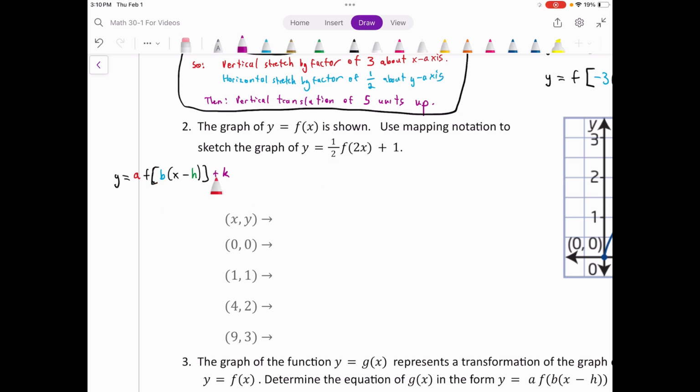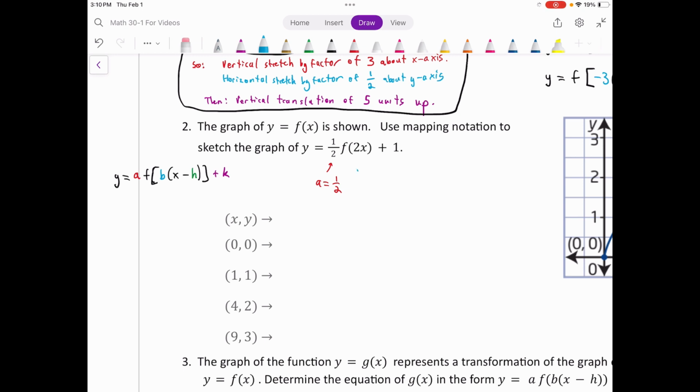So looking at this, I noticed that, all right, it looks like we're multiplying the f of x stuff by 1/2. So that must be my a, right? A looks like it is 1/2. So we know we're dealing with a vertical stretch by a factor of 1/2 about the x-axis.